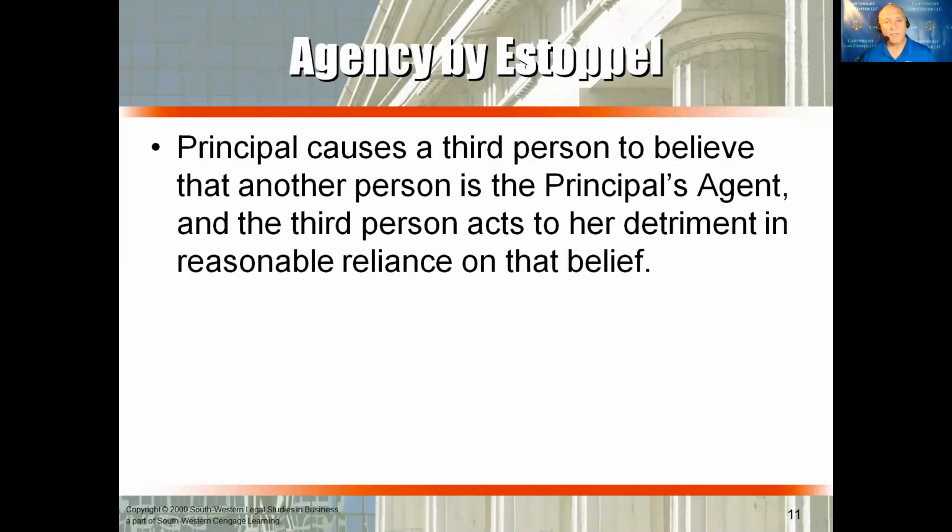And they were right. Now, did that first law firm have the right to go after the lawyer and make him pay them back for that? Sure they did. Obviously they did. But the point is that the furniture company, the vendor itself, had the right to go after the law firm because they were stopped from denying that agency relationship.